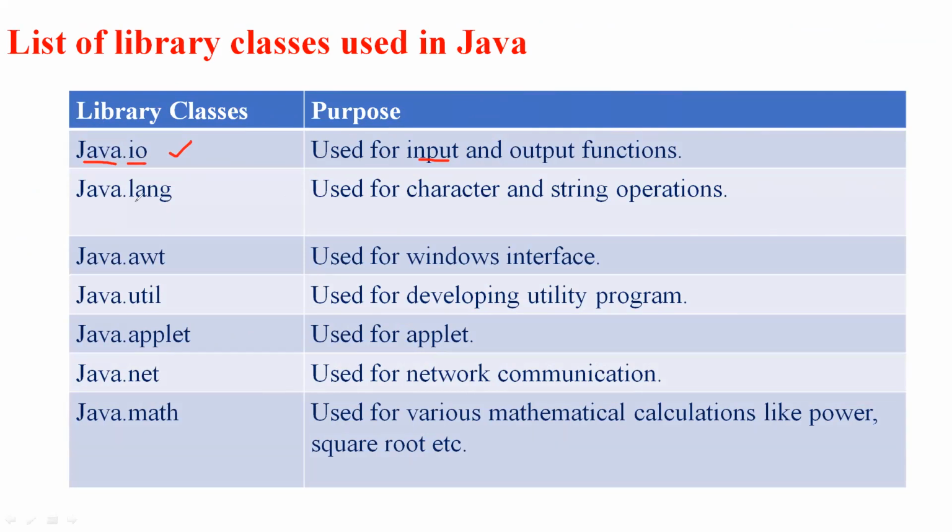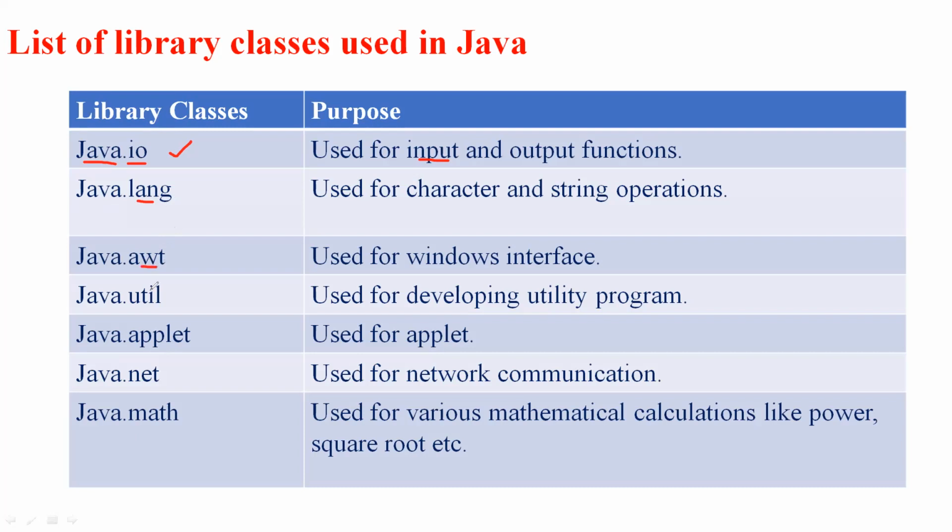The second one is java.lang. This java.lang library class is used for character as well as string operations. It is the Java language package. Next we have java.awt. This is used for interface purposes, for Windows interface operations.